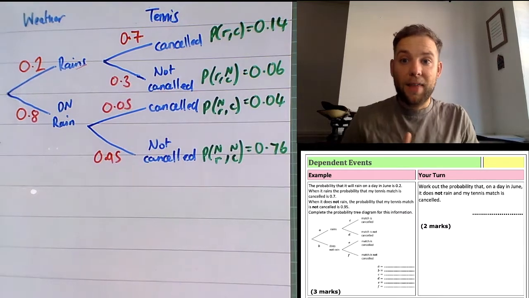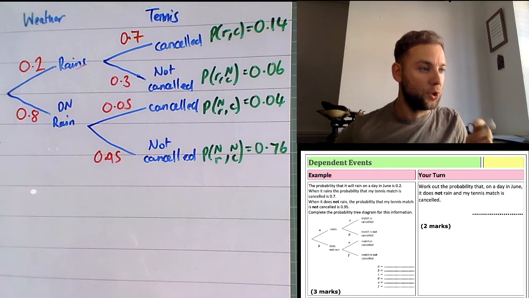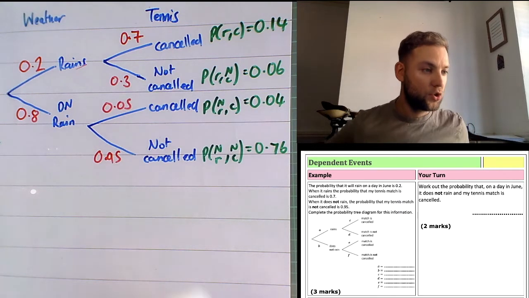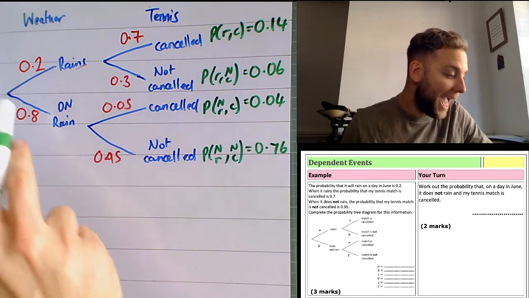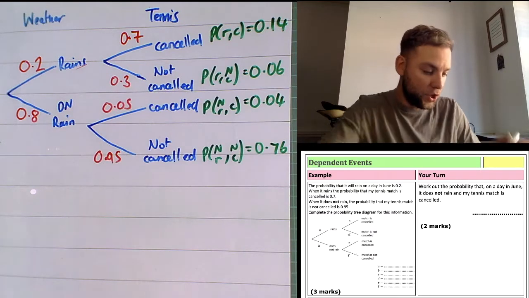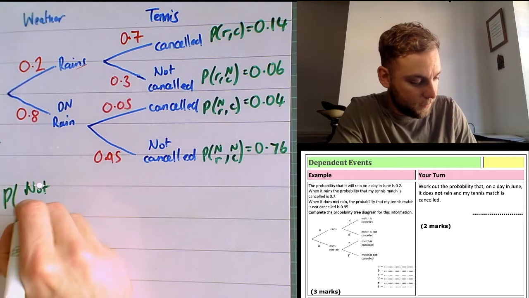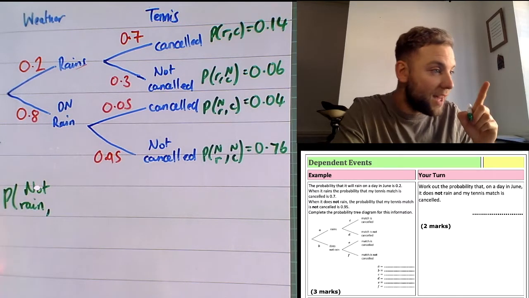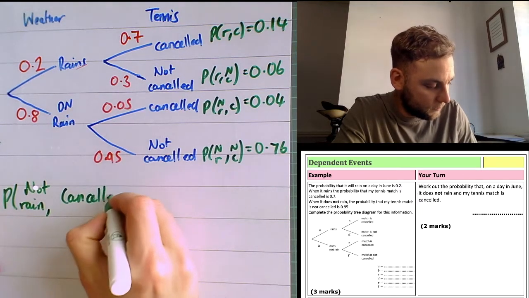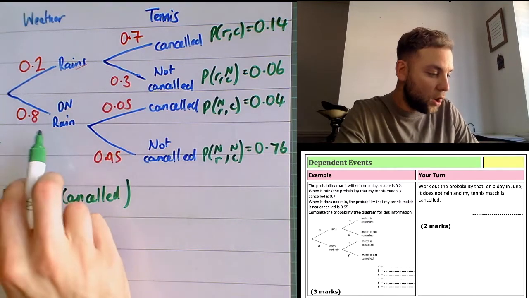Okay, so let's have a little look at this second part now. The second part says, work out the probability that on a day in June, it does not rain and my tennis match is cancelled. With this one, we've already done the probability, so we're just looking along our tree. We want the probability that it does not rain and that it is cancelled in this case. So I'm going to write cancelled.